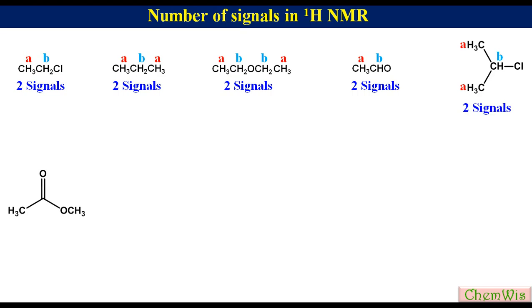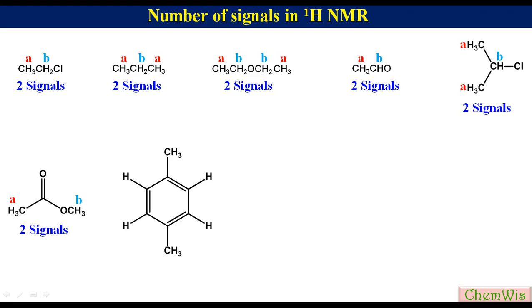Methyl acetate. There are two CH3 groups. One CH3 is attached to the carbon while the other is attached to the oxygen. So both are electronically different. So they can be labeled as A and B. And thus it will also show two signals in the proton NMR.